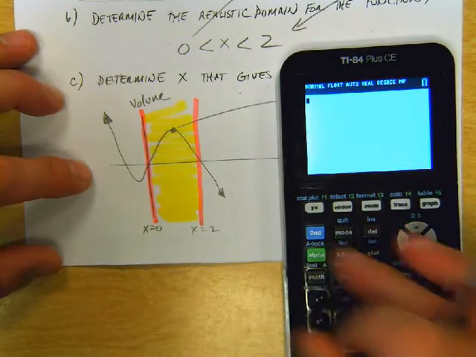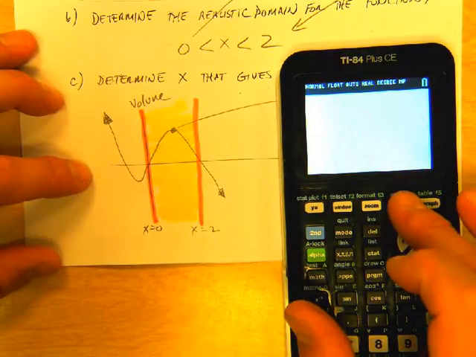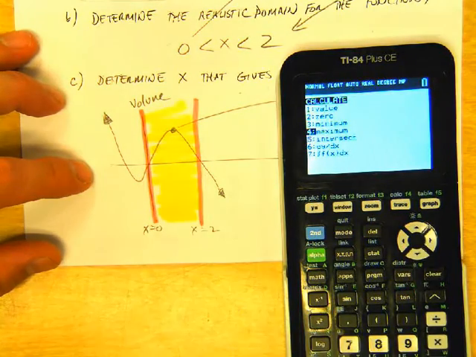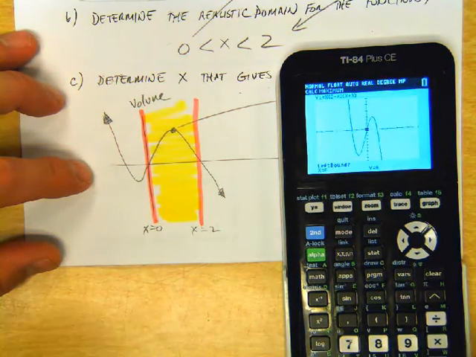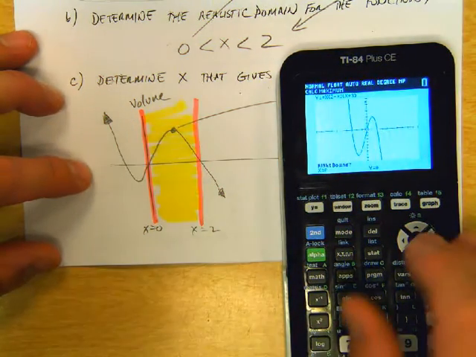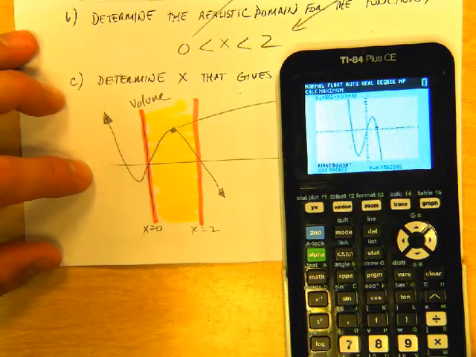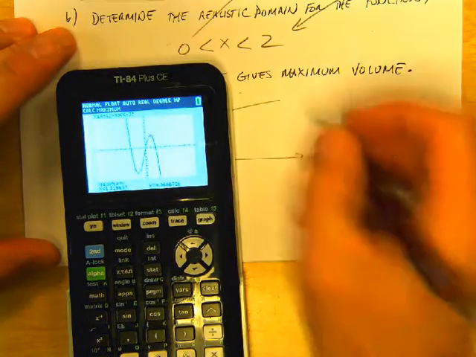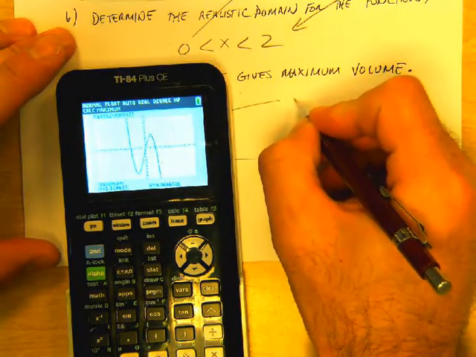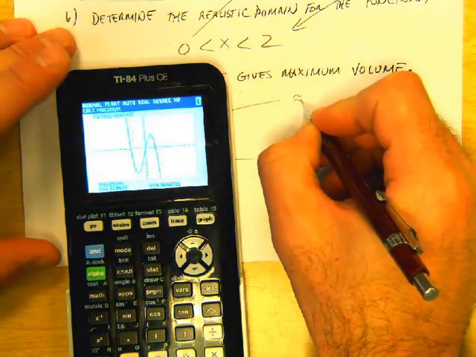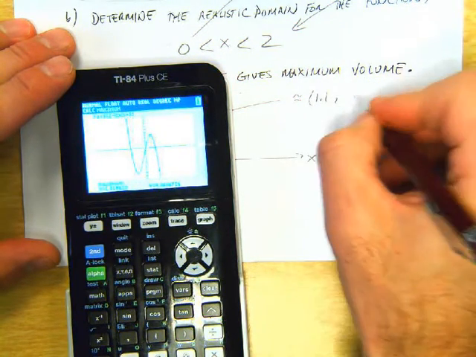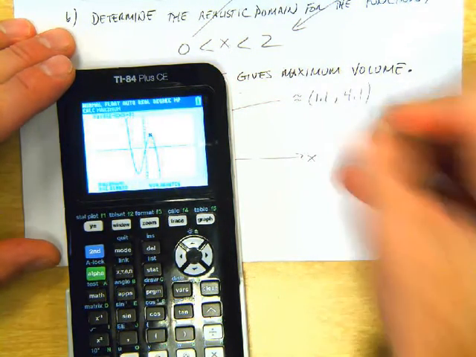So we can do second trace to get to the calculate menu, and then we can do the maximum, and we can set a left boundary and a right boundary, and we can guess, and we can find that the relative max occurs at approximately 1.1 and 4.1.